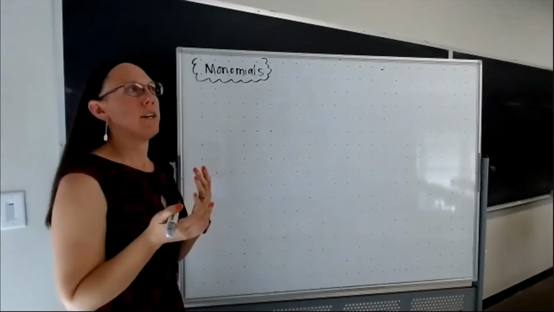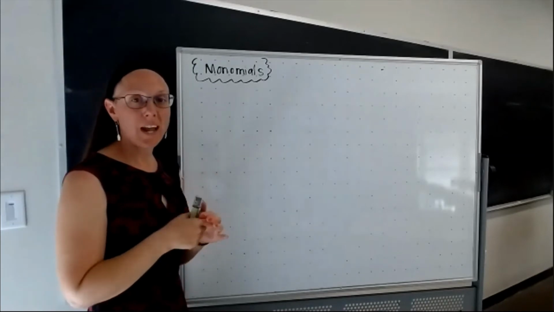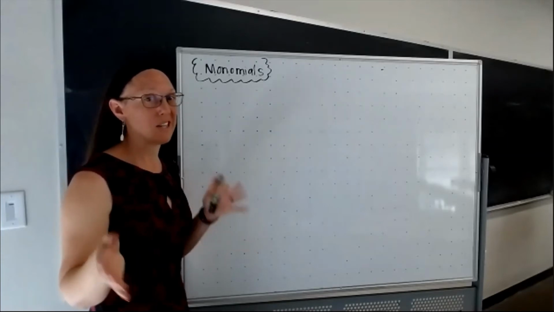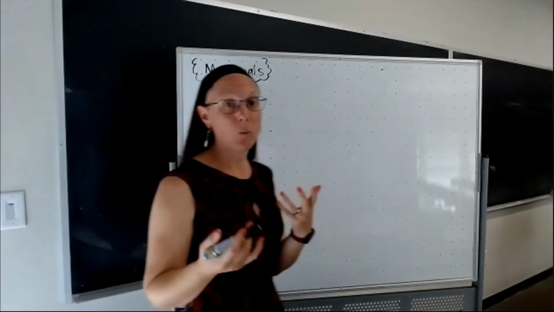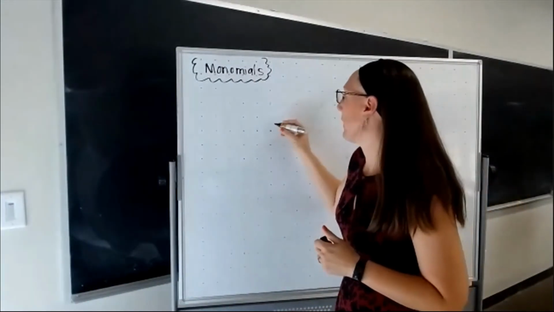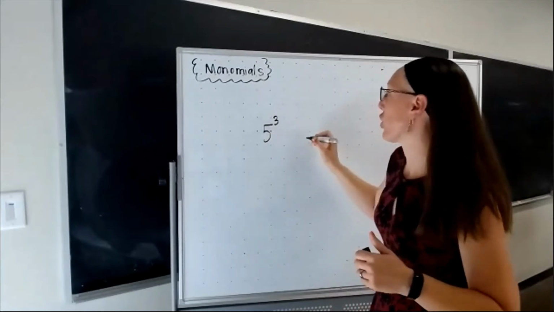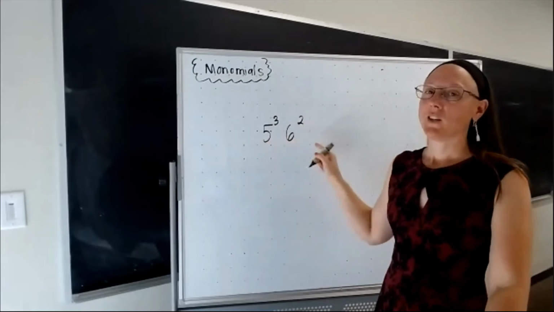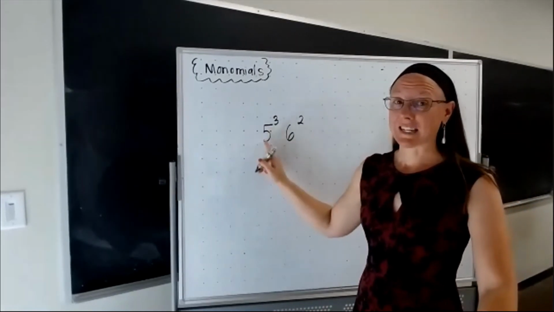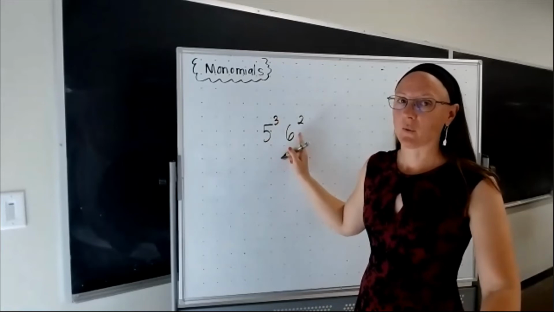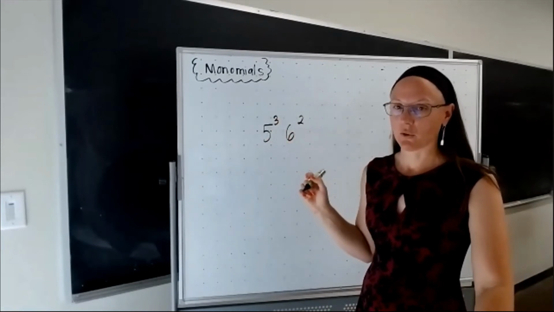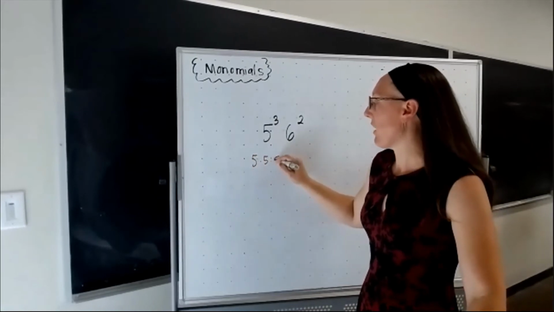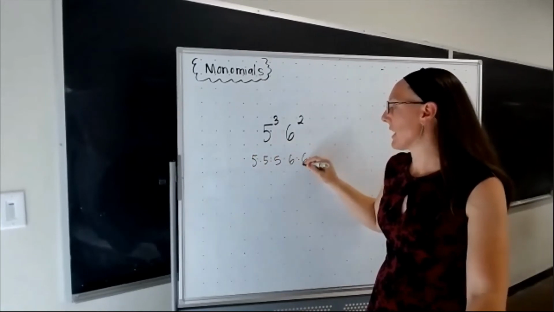So the question was, all the examples I did had things with the same base being multiplied together. Well, what if they're not the same base? That's a really good question. So that would look like maybe having, let's say I had 5 to the 3rd times 6 squared. This has a base of 5 and an exponent of 3, a base of 6 and an exponent of 2. Well, if I were to expand this out, that would look like 5 times 5 times 5, and that would look like 6 times 6.